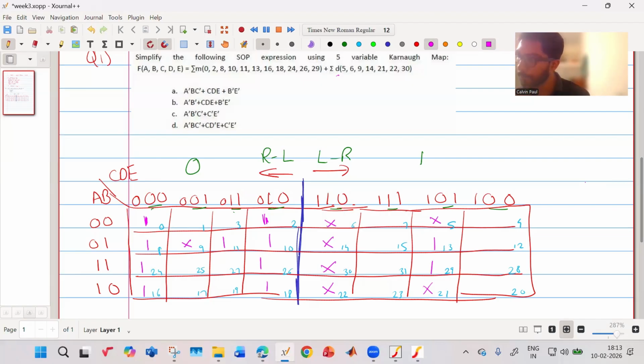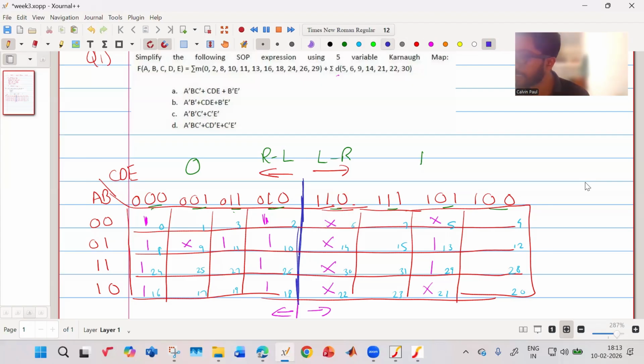What we have done is we have first constructed a 5 variable K map. We have added where the min terms are. We have added the don't care. Now we have to group them. So now we will group relative to this axis. So how do you combine?